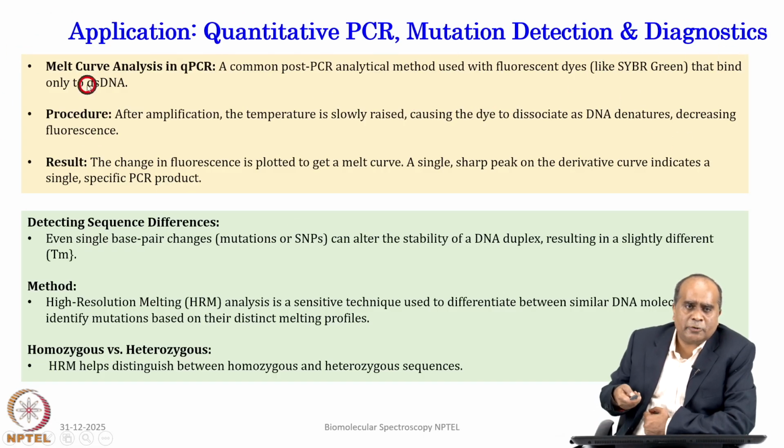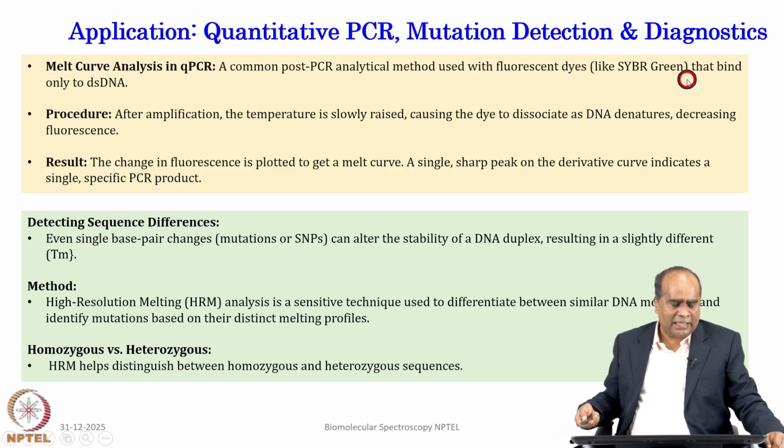The melt curve analysis in qPCR, as we see, Tm gives the idea about the melting curve, and it is the most common post-PCR analytical method, using a fluorescent dye like SYBR Green that binds only to double stranded DNA. After amplification, the temperature is slowly raised, causing the dye to dissociate as DNA gets denatured, and that decreases the fluorescence. So, a fluorescence based experiment or sensor can be made by just using SYBR Green, and as temperature rises, the fluorescence decreases.